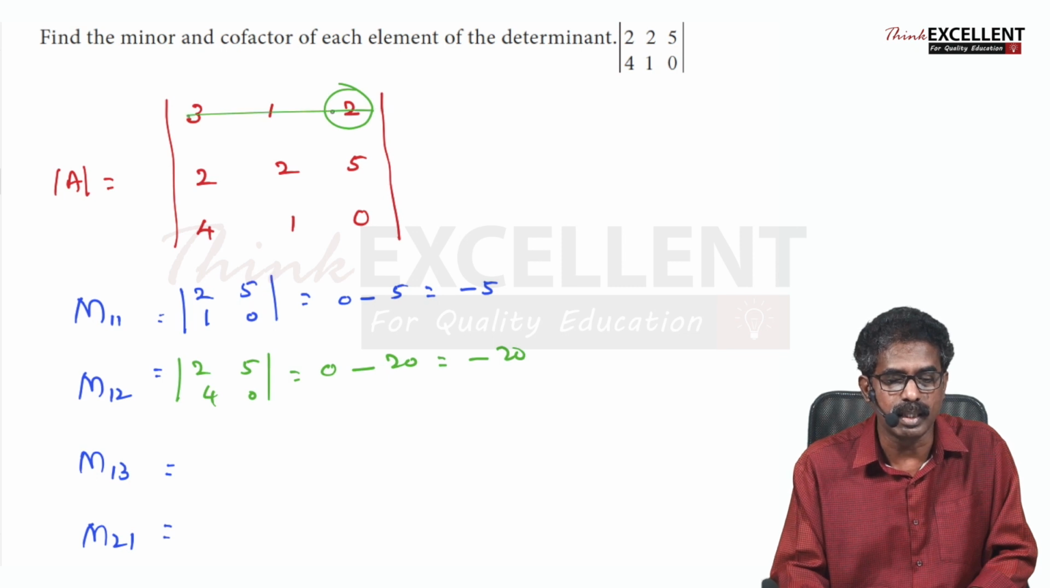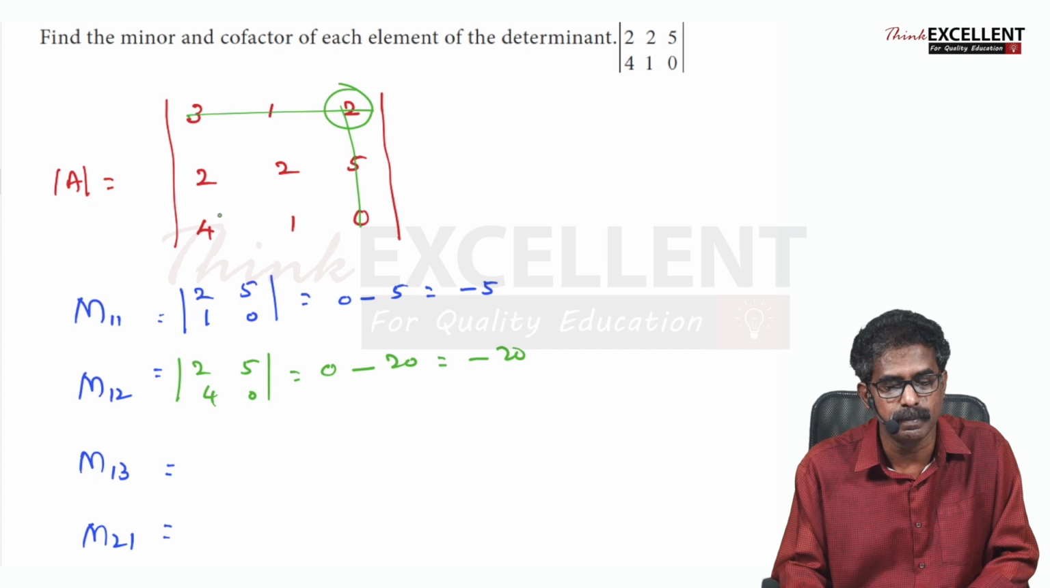Leave that row, leave that column. What's the remaining? 2, 2, 4, 1. Directly multiply and say, no need to write this step. 2 into 1, right? This 2, 2 into 1, 2 minus 4 into 2. It is what? 8. So what's your answer? Minus 6. Like that you can write directly.